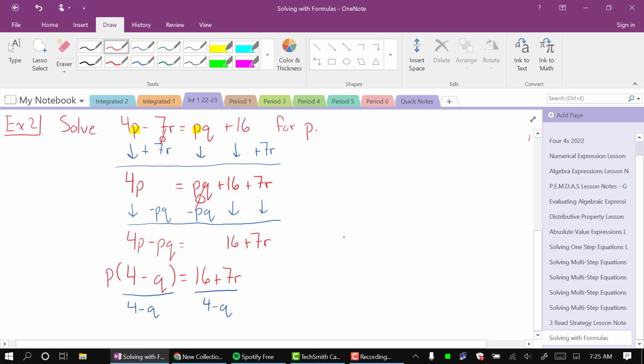On the left, I'm just left with p. And on the right, I have this whole thing: 16 plus 7r divided by 4 minus q. And that would be my answer.